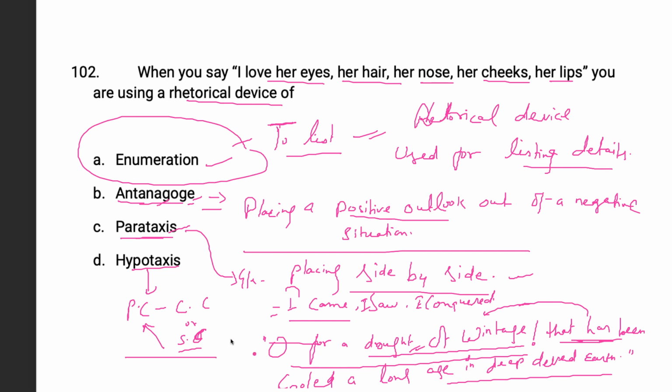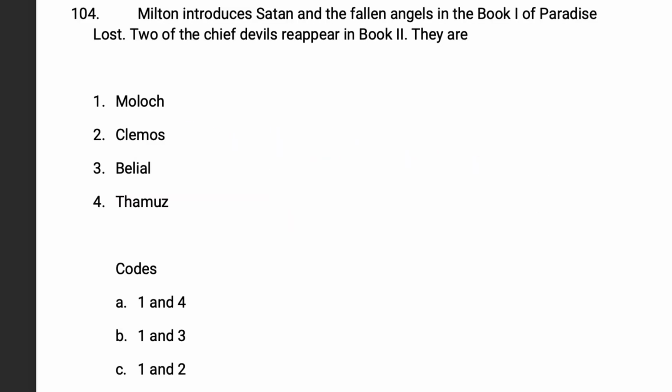Similarly, in complex sentences, the subordinate clause does not have any complete meaning in itself unless we let it join with the principal clause. So this is hypotaxis. Next question.